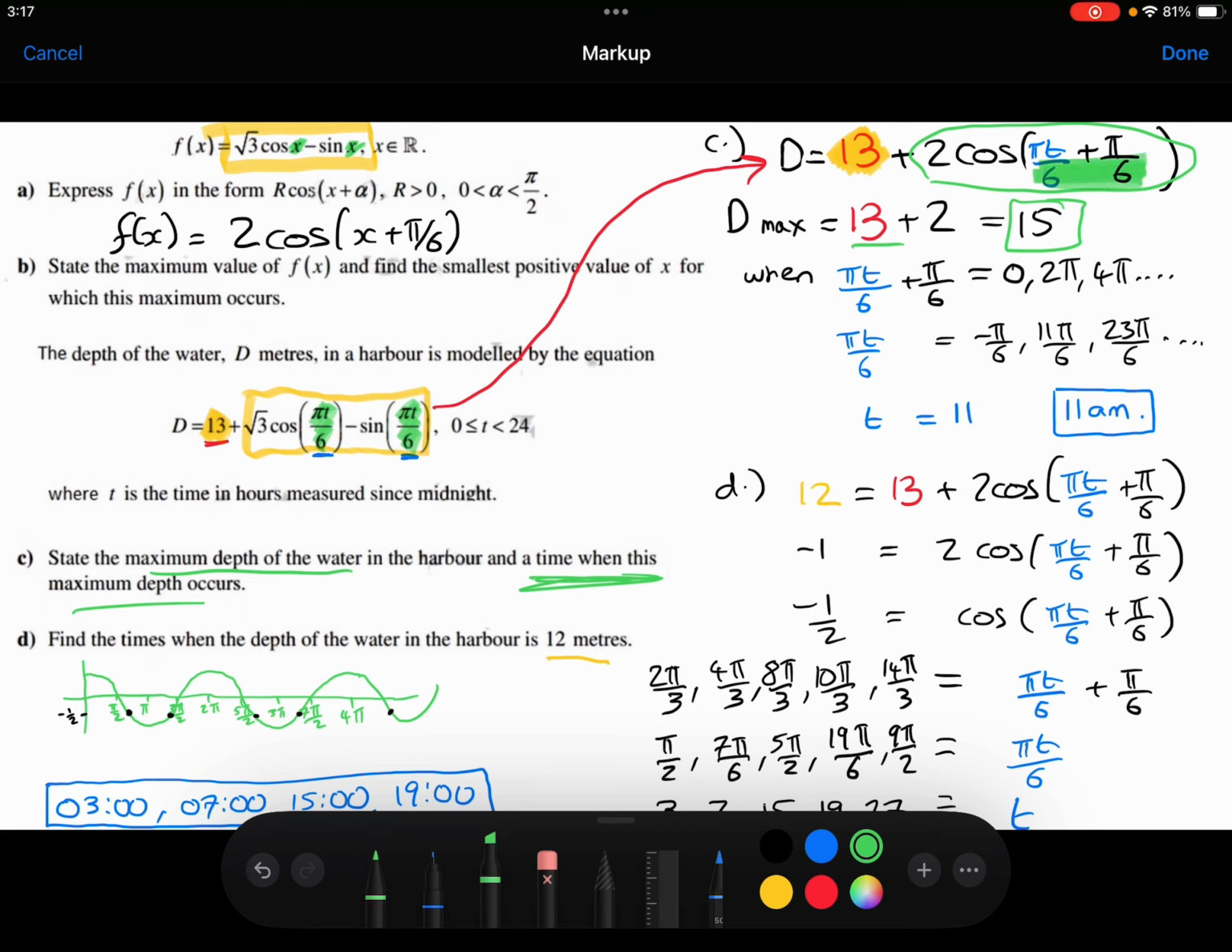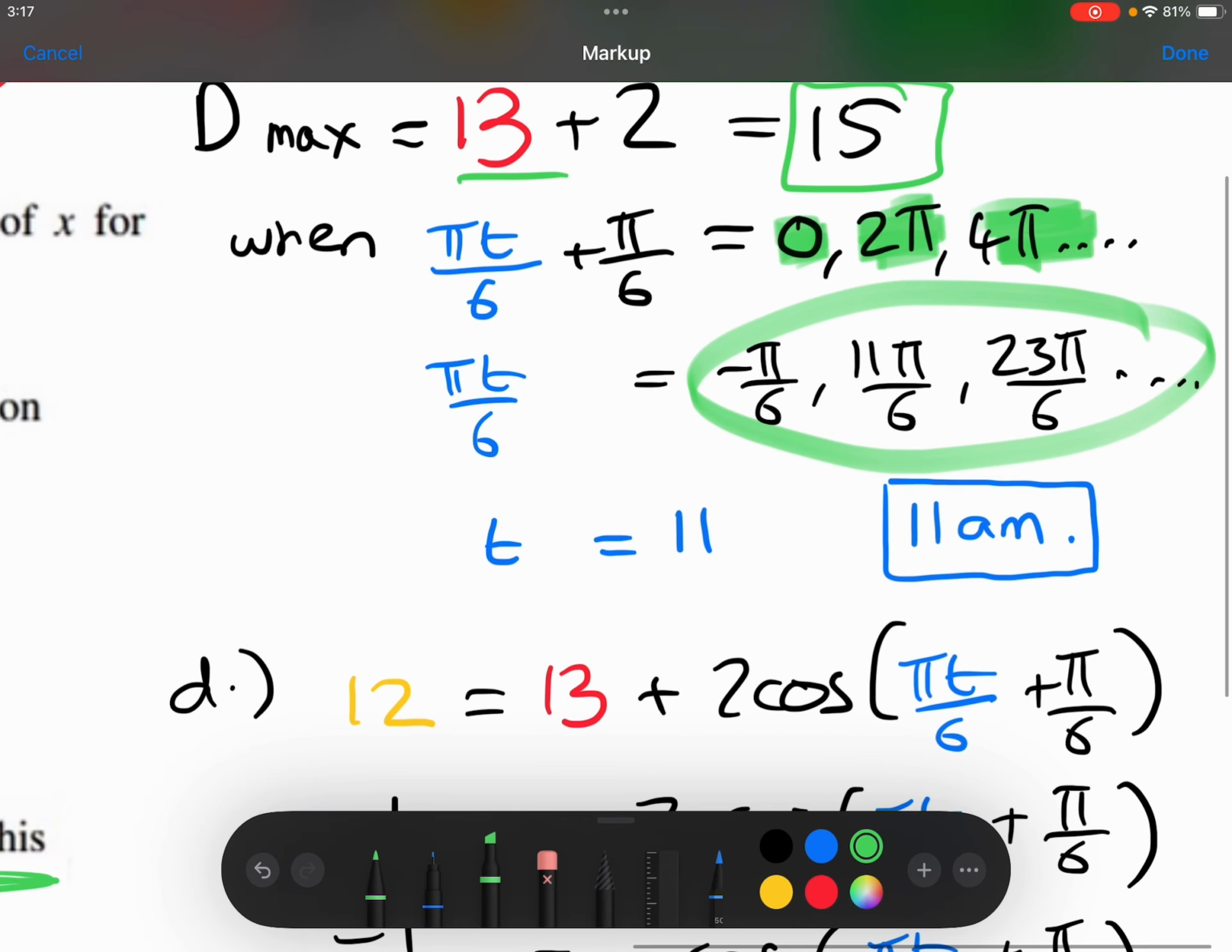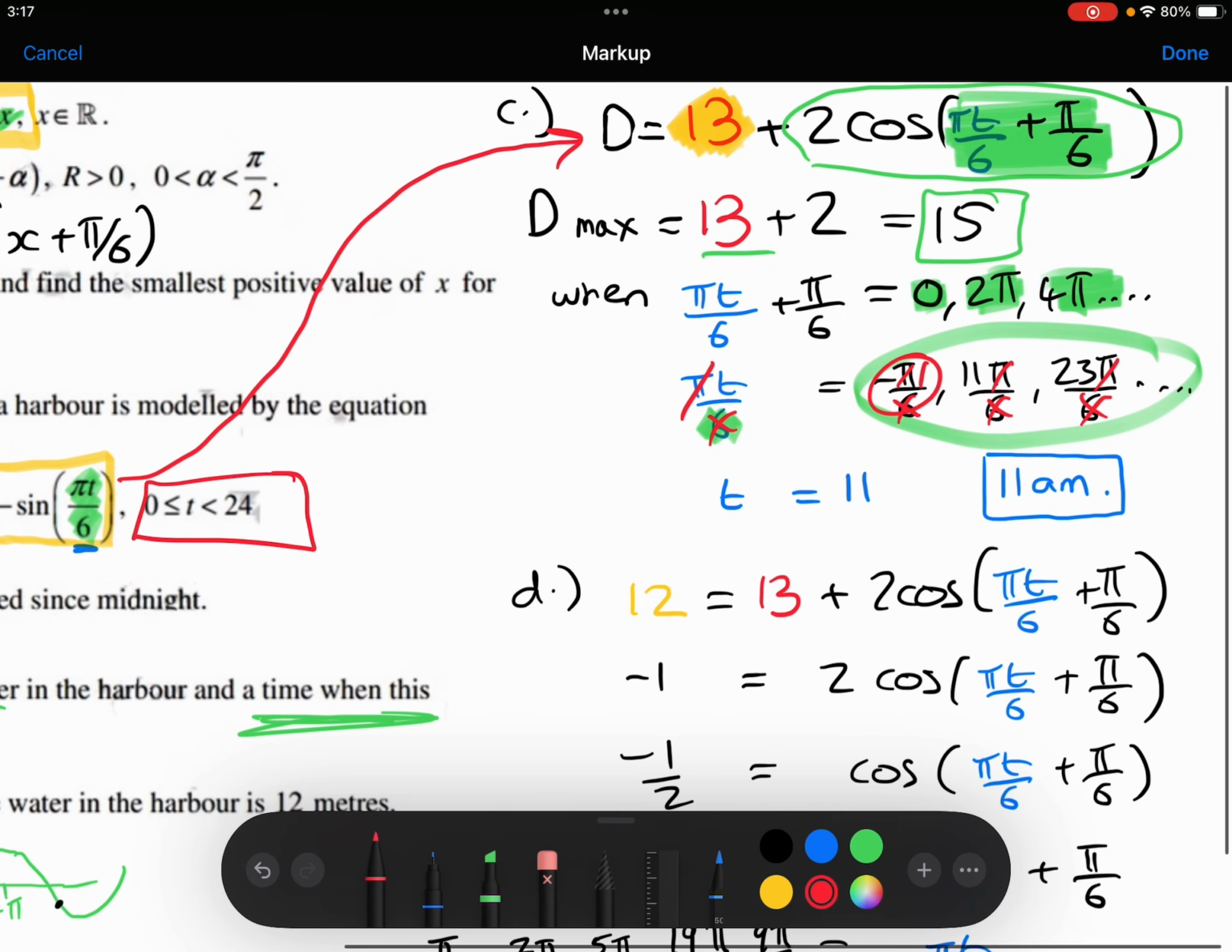We have a maximum when this is going to equal either 0, 2 pi or 4 pi. So if we subtract pi over 6 from each of those like we did before, that gives these values here. And then, because of the 6 here, we're going to times all of those by 6, which is going to cancel out this, this, and this. We're then going to divide everything through by pi, which is going to give -1, 11, 23, and so on. So t is either -1, which isn't valid for what we're talking about, t is 11 or t is 23.